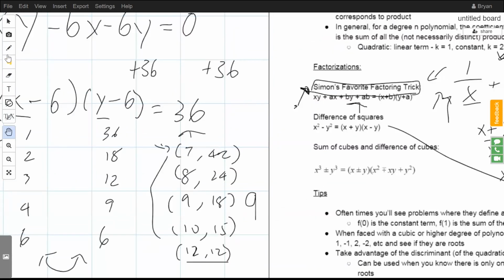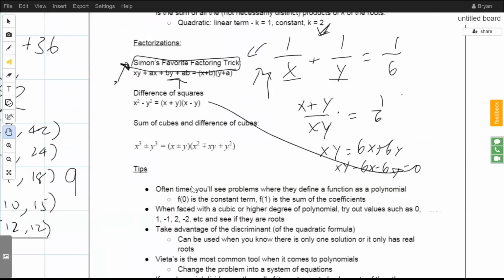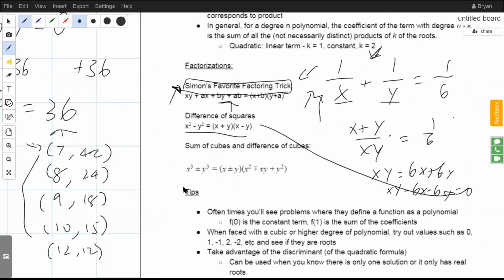These next few factorizations, where we have difference of squares, the sum of cubes and difference of cubes, are just common factorizations that you might see. They can be easily verified by hand, but I'm not really going to go too far into them. So, tips.